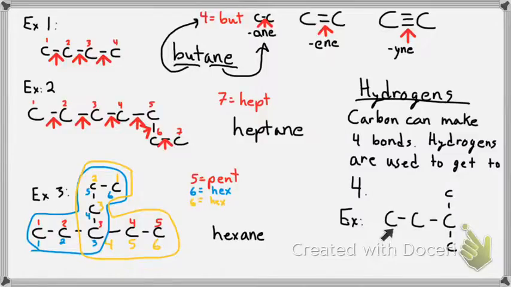If you'll note, this carbon has 1 bond attached to it, but carbon wants 4 bonds. So what we need to do is add 3 hydrogens. Now this carbon has 1, 2, 3, 4 bonds attached to it, so it's happy. This carbon has 1 bond, 2 bonds attached to it, so we need to add 2 hydrogens, so that it now has 1, 2, 3, 4. So that's 1, 2, 3, 4, and it's happy.